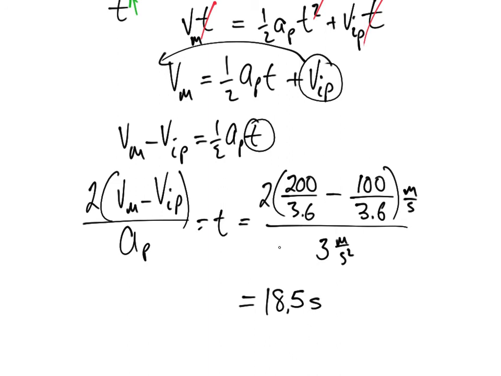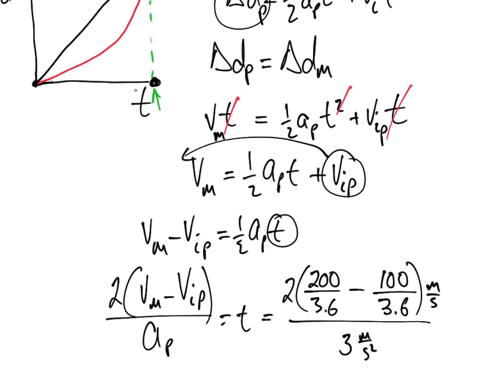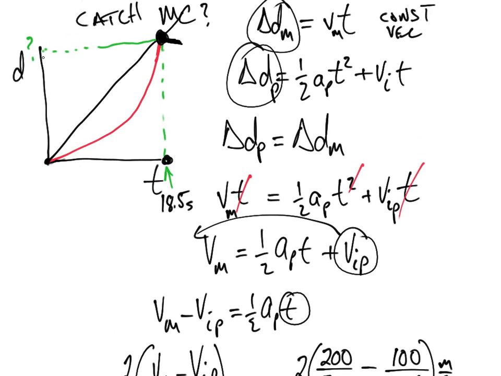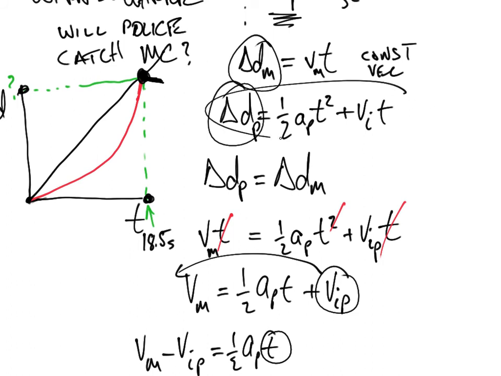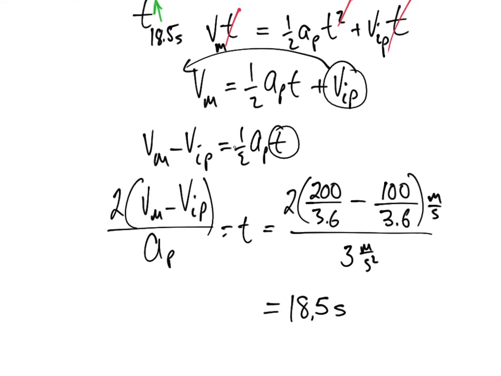Yay, we've solved half the problem. So this location here turns out to be 18.5 seconds. But we still don't know the position. Now we have a choice. We can either use this equation, or we can use this equation to solve for the position. As I'm sure you can see clearly, this one is going to be more work. This is a simple equation. All I have to do is multiply two things. I'm going to take that one.